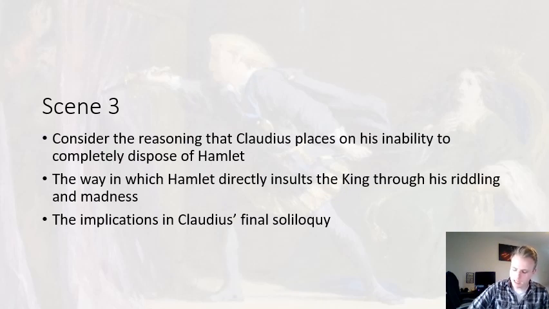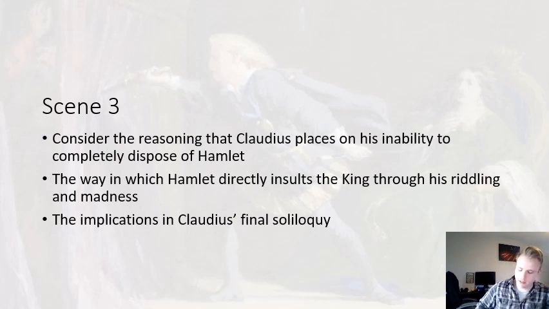"Nothing but to show you how a king may go a progress through the guts of a beggar," or the beggar can eat the worms that eat the king. It's all about diminishing Claudius. It's all about insulting him in what is a public setting here, with the guards, with Rosencrantz and Guildenstern. It's Claudius losing control of Hamlet and losing control of his own situation in many ways.